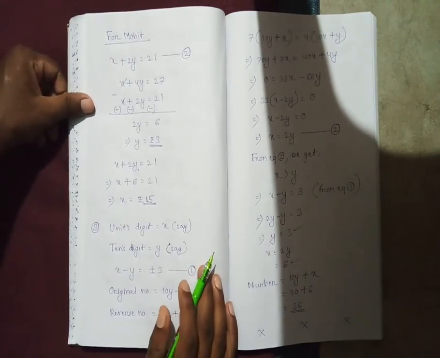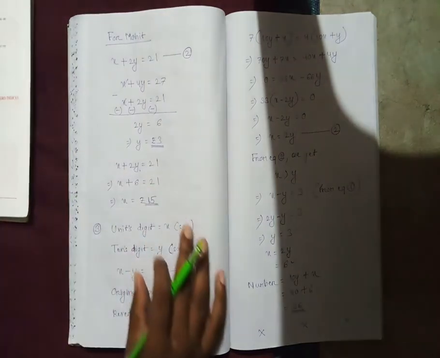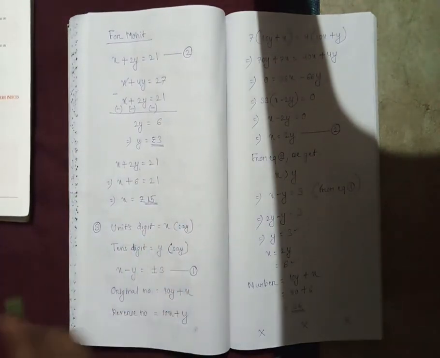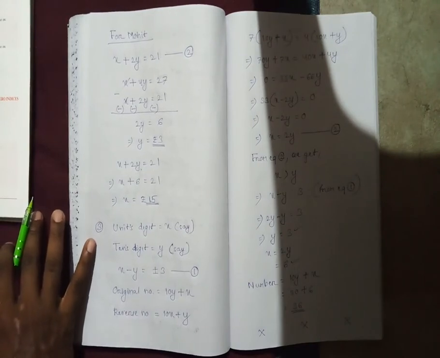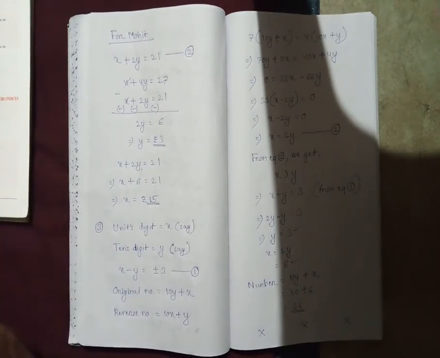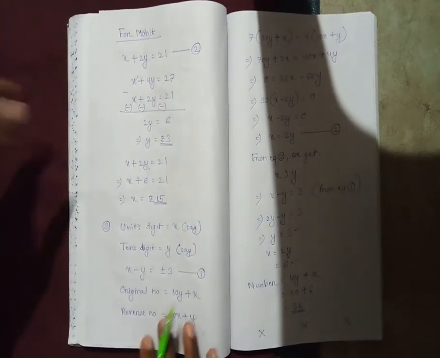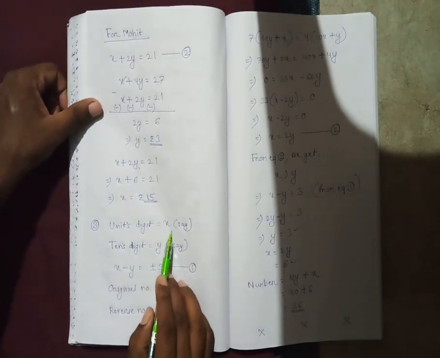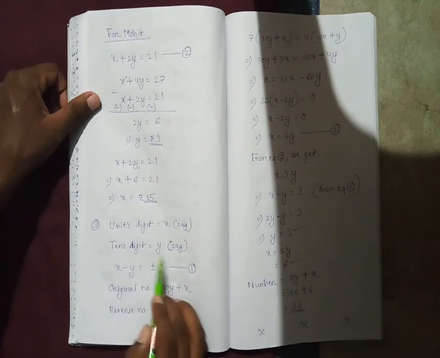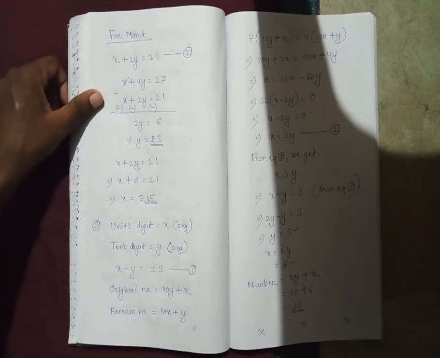Now let us move to question number 3. 7 times a 2-digit number is equal to 4 times the number obtained by reversing the digits. If the difference between the digits is 3, find the number. Let the units digit be x and the tens digit be y. It is given that the difference between the two digits is 3.